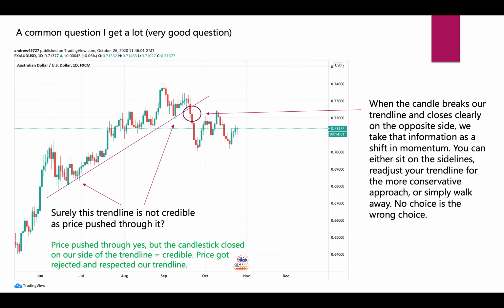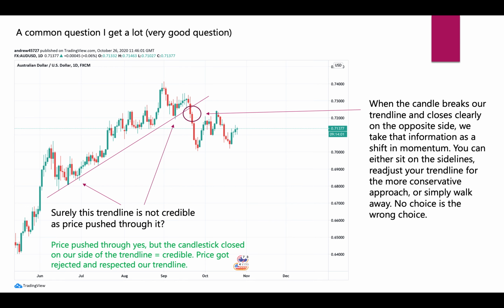So when the candle breaks our trend line and closes clearly on the opposite side, we take that information as a shift in momentum. You can either sit on the sidelines, readjust your trend line for the more conservative approach, down here to down here, or simply walk away. No choice is the wrong choice, okay? But when you see a break like this, you want to sort of readjust your way of thinking, all right?